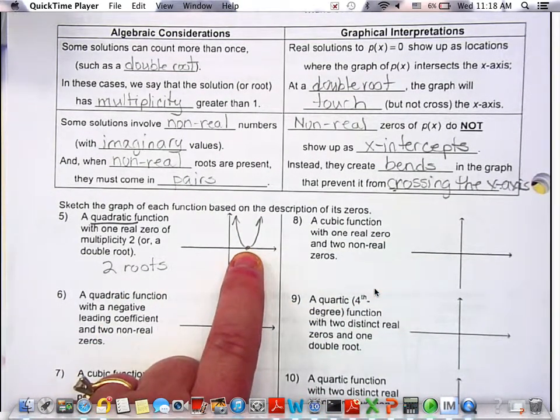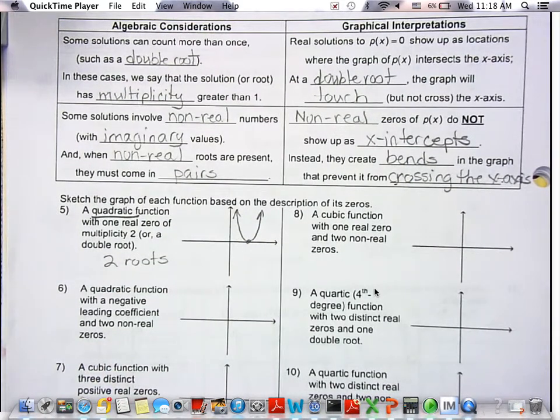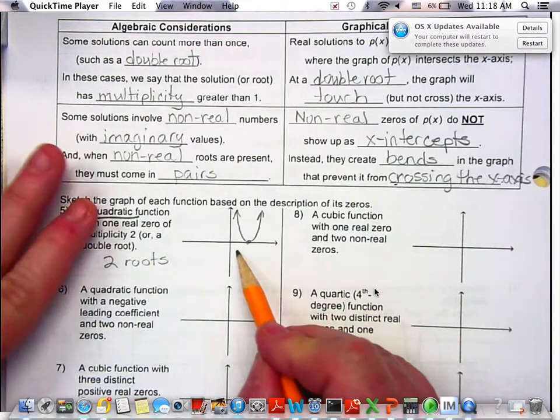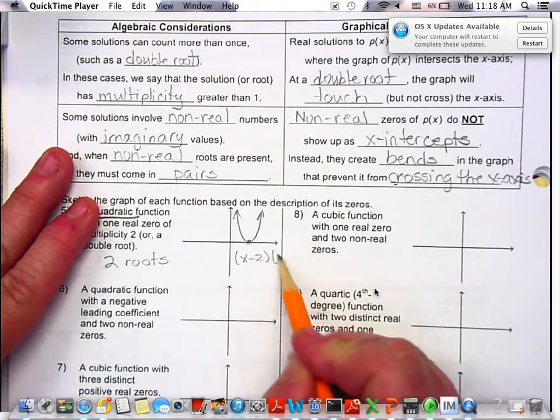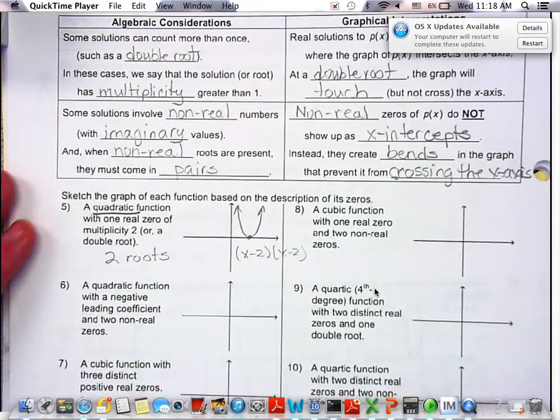Now, why does that have 2 roots? It looks like 1 root, but it really has 2 roots. Why? Because it's a double root, so it's going to have 1 root twice, the same root. Let's say this is at 2. It's going to have 2 roots at 2. Or the factors will be x minus 2, x minus 2.